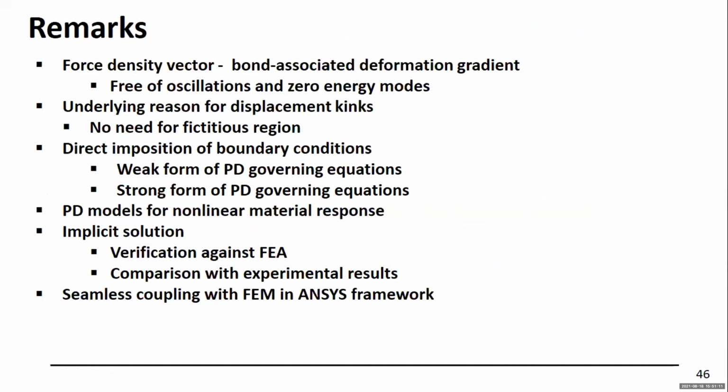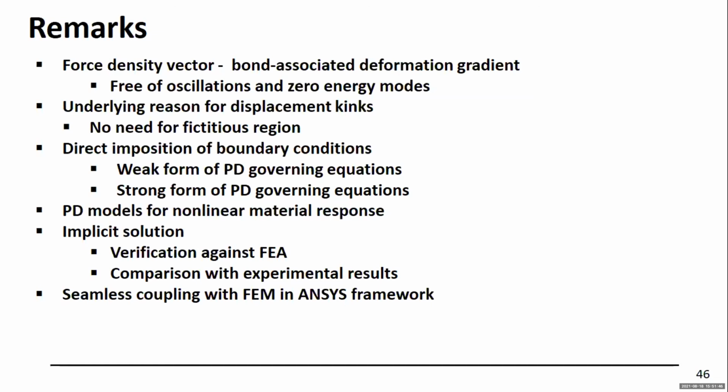And so basically, I'll make a few remarks. What I showed you today is, okay, you have the bond-associated deformation gradient tensor. If you use that in constructing the force density vector, then you're going to be free of oscillations. So you're not going to have any zero energy deformation modes. I showed you the underlying reason for the displacement kinks: the non-ordinary state-based peridynamics doesn't satisfy the equilibrium equation near the boundaries. If you use an alternative form based on the peridynamic differential operator, then you satisfy the equilibrium.